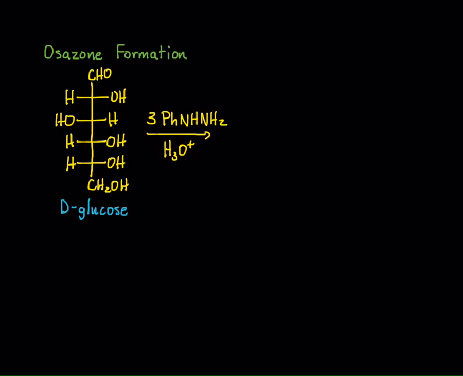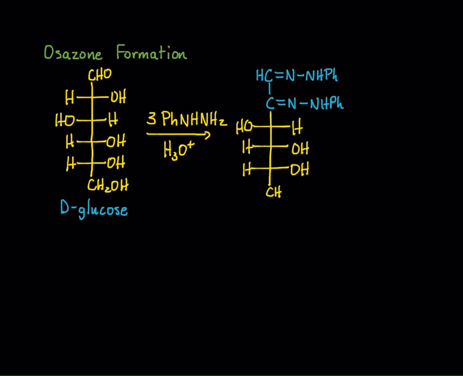Well, the reason for that is because when I isolate the product, this is actually what I get. And so notice there are two carbon-nitrogen imine bonds. I don't get a simple imine formation at the aldehyde carbon. I actually get an imine formation at both C1 and C2. And this is called an osazone.